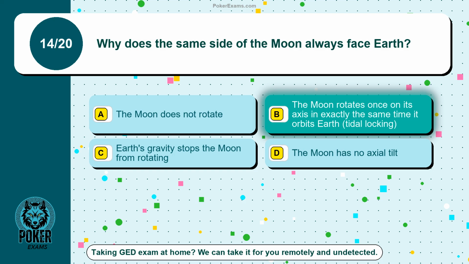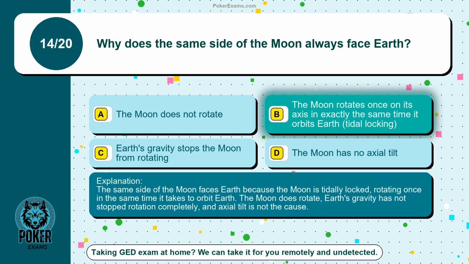The correct answer is option B. The Moon rotates once on its axis in exactly the same time it orbits Earth, tidal locking. The same side of the Moon faces Earth because the Moon is tidally locked, rotating once in the same time it takes to orbit Earth. The Moon does rotate, Earth's gravity has not stopped rotation completely, and axial tilt is not the cause.